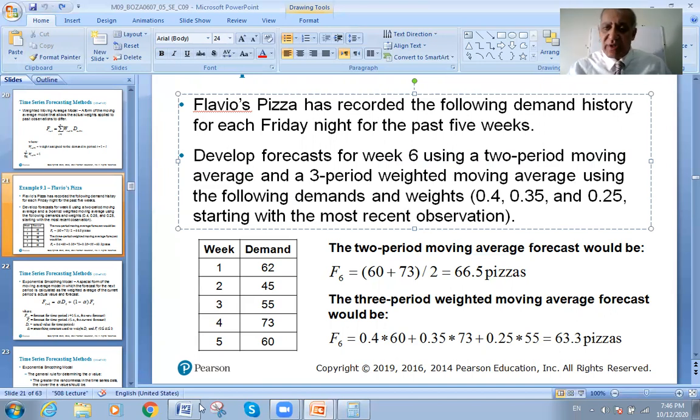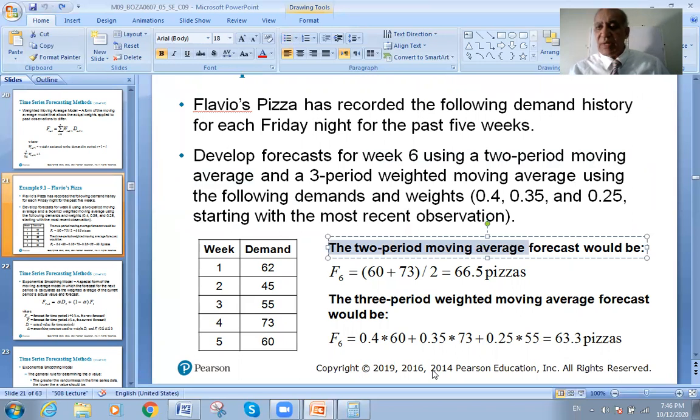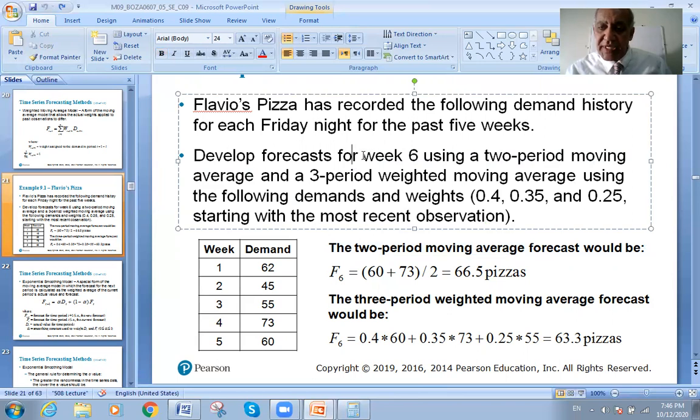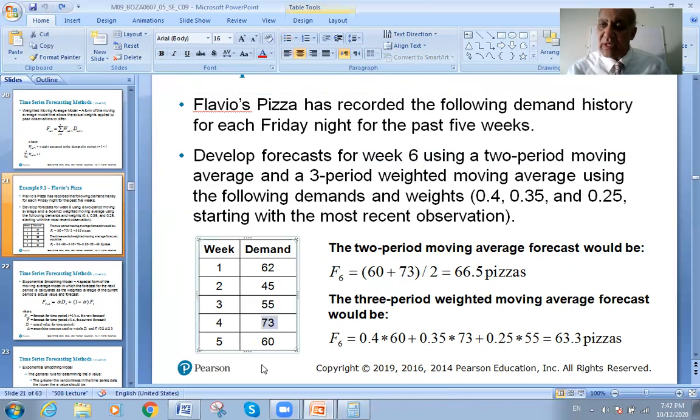So the answer of this question, the first part, the 2 periods moving average, will be as follows. I will do it on the board in front of you, but before I do, I will show it here. You want week 6, you have data till week 5, the data of week 5 and the data of week 4. For week 4, we sold 73. And for week 5, we sold 60. So based on the moving average of 2 periods, I will take the last 2 periods, which are 73 and 60, and divide them by 2. Then, though I'm looking to the future, I expect on week 6 to sell 66 and a half pizzas.